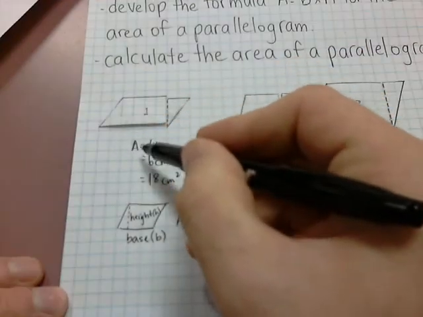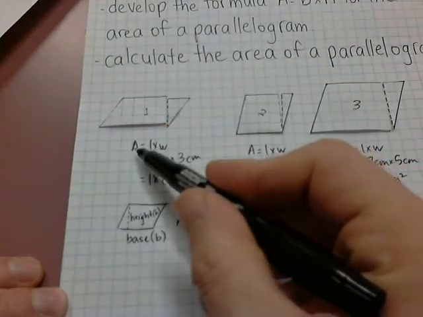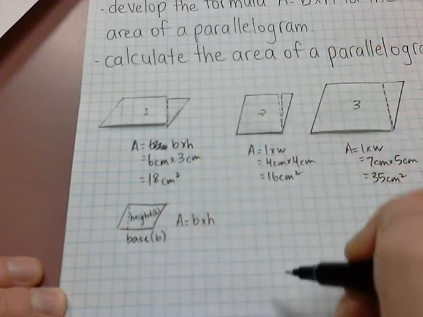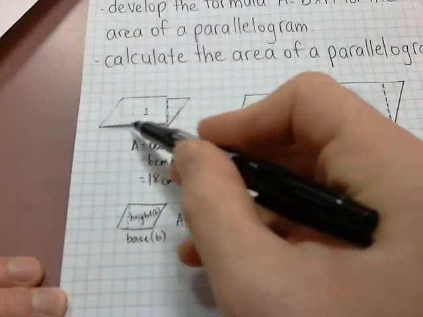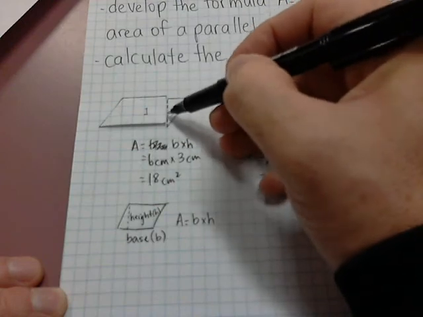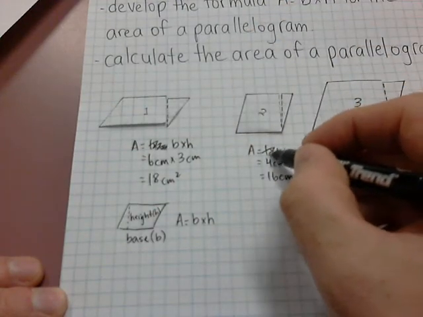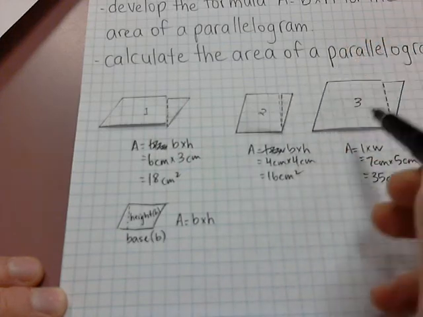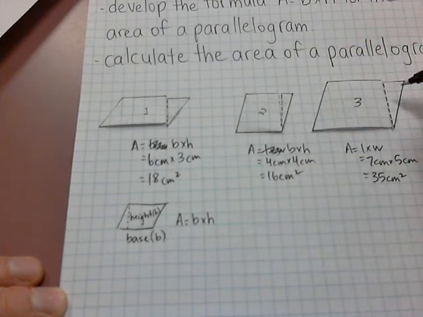Okay? So with number 1 here, instead of writing L times W, what we could write is B times H. Right? The base is 6 centimeters, the height is 3 centimeters. Okay? Same thing here. We could have written A equals B times H. Base is 4 centimeters, height is 4 centimeters. Number 3, the base is 7 centimeters, and the height is 5 centimeters.